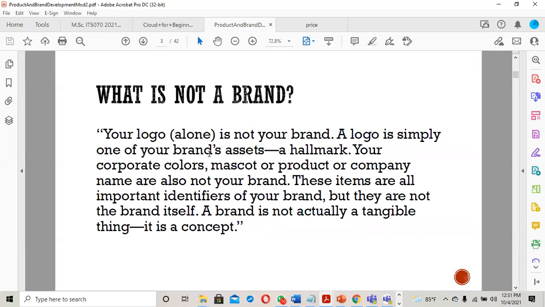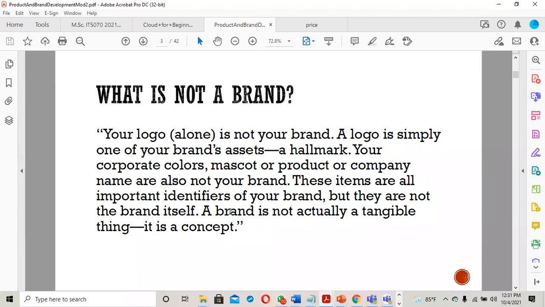So brand is not so many things. Brand is something, but what is not a brand, you should also understand. Indeed, these are important to identify or differentiate your brand from another brand. But what defines a brand is not those logos or the mascots alone.